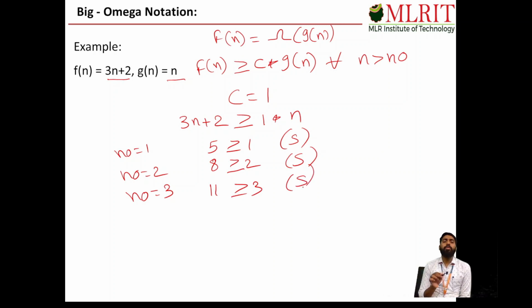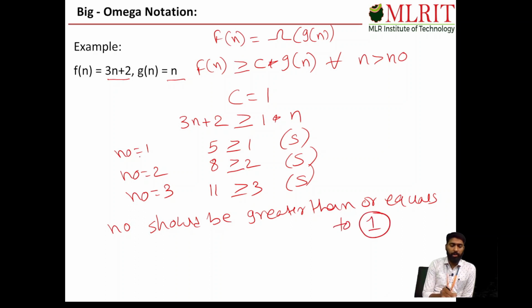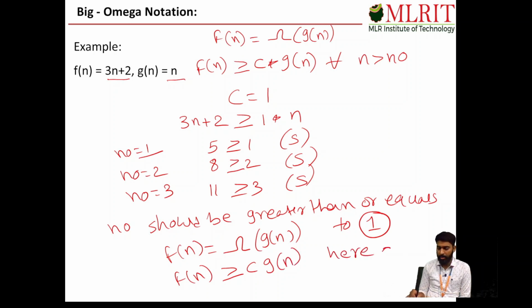Now what is the condition? n naught should be greater than or equals to 1 here. Okay, if the n value is greater than or equals to 1, then the condition is satisfied. So we say that f of n equals to big omega of g of n if there exists f of n greater than or equals to c into g of n, here c equals to 1 and n naught equals to 1, for all n greater than or equals to 1.